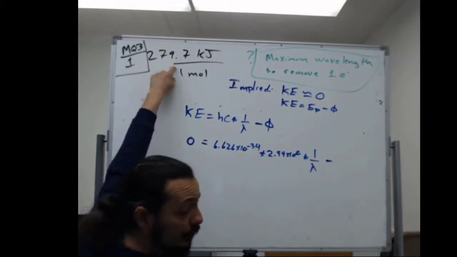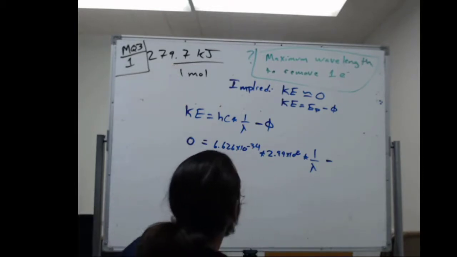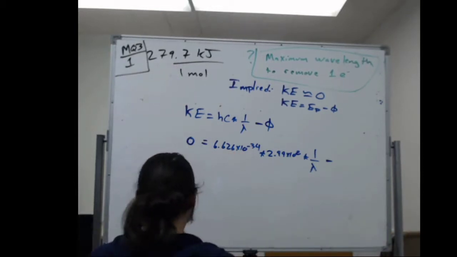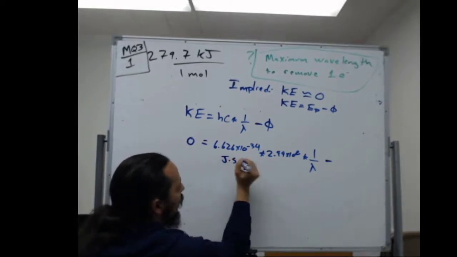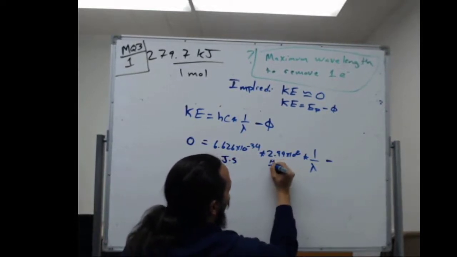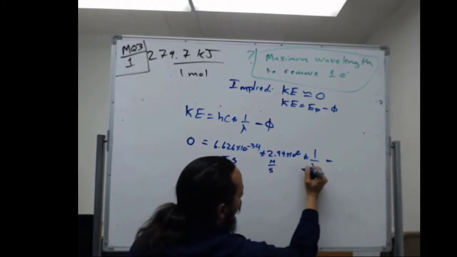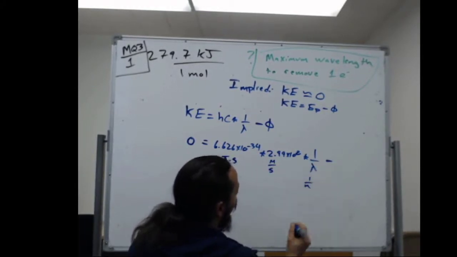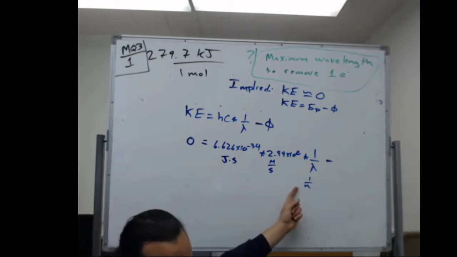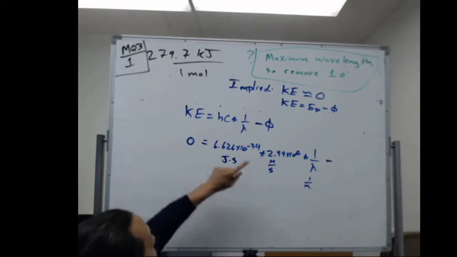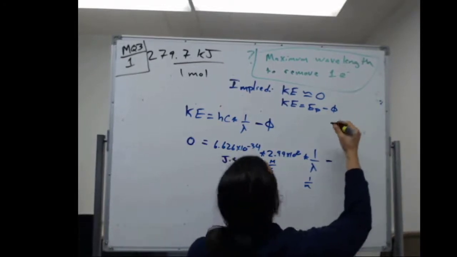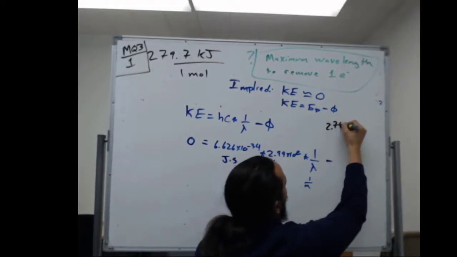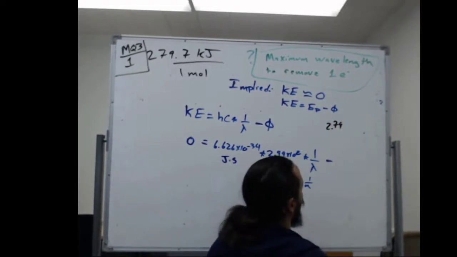This is kilojoules per mole, and right now this term, oh, speaking of units, I should have had units on here. This is joules seconds. This is meters inverse seconds. This is going to be 1 over meters. Notice this term is going to be in joules for a single electron. We've got kilojoules per mole. So let's go ahead and do a quick conversion. 2.79, oh wait, lies.